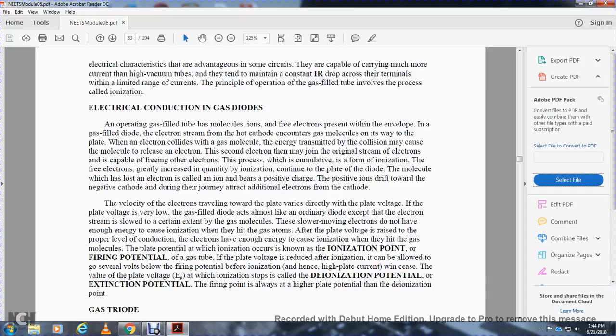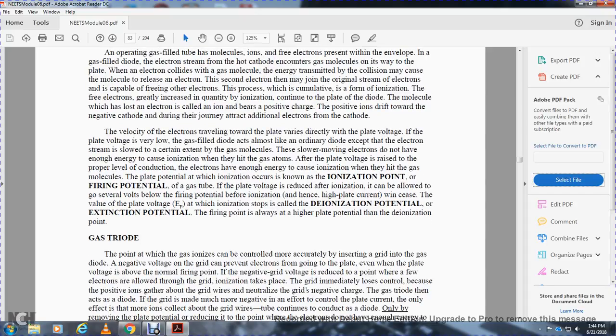The process of cumulative ionization greatly increases the free electrons and ionization continues between the plate and the cathode of the diode with the gas molecules. The molecule that has lost an electron is called an ion and bears a positive charge. The ion drifts toward the negative cathode and, during the journey, attracts additional electrons to the cathode.